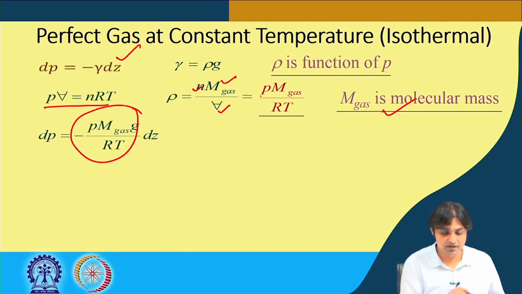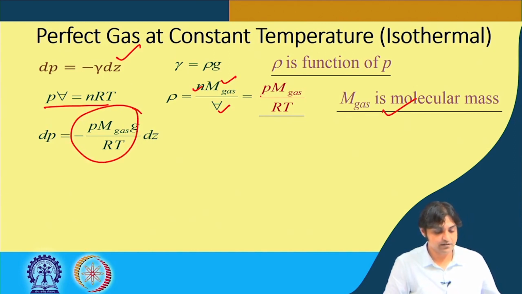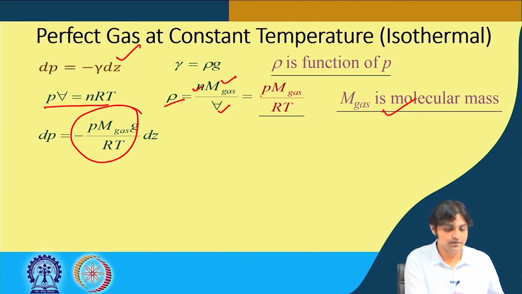So dP will be minus gamma dz. Correct, because we have already seen here, we just multiplied the density with g.